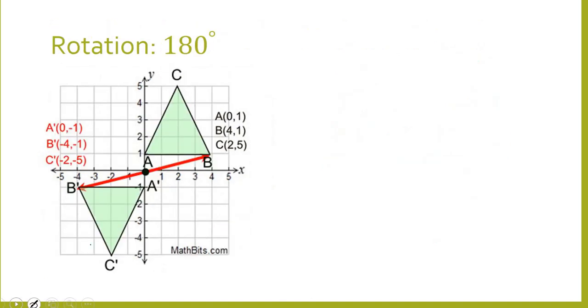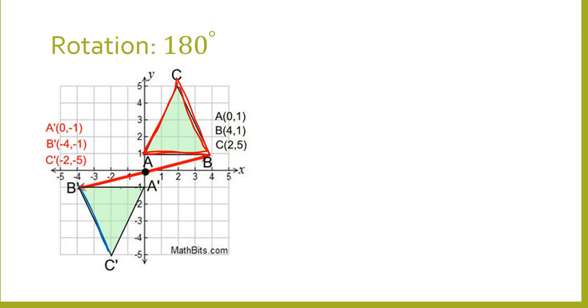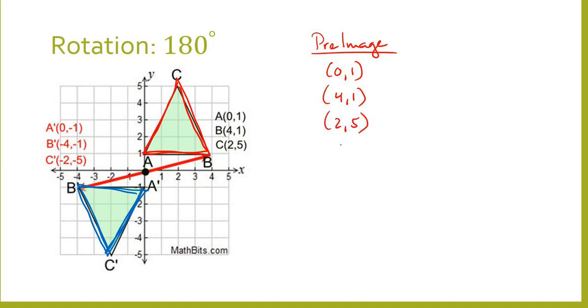Let's look at our last rotation, which is a 180-degree rotation. And my rule is a little different. Again, take a minute to write this all on your paper. We're going to use this triangle up here as our pre-image, and we're going to use this triangle down here as our image after our rotation. Do not continue if you haven't written that picture down in detail on your graph paper. Pre-image: (0, 1), (4, 1), (2, 5).